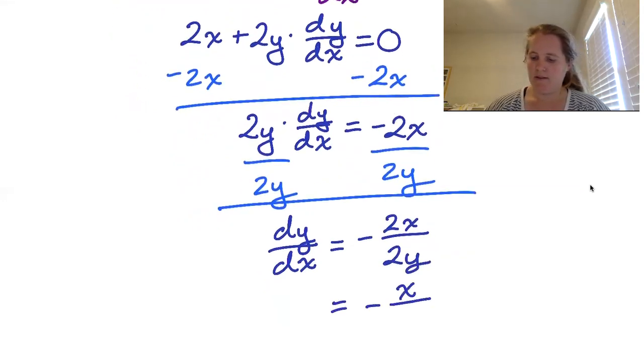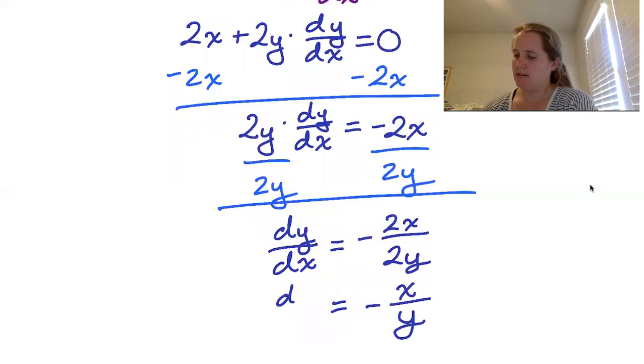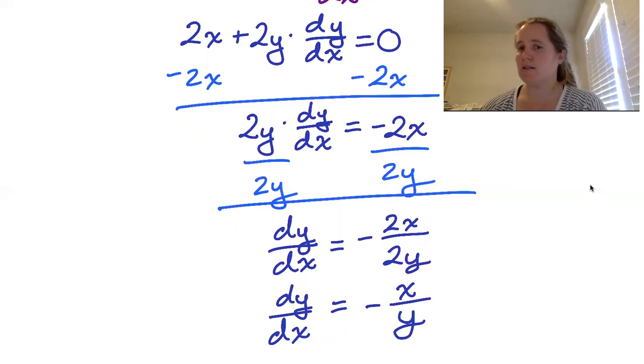So we just used implicit differentiation to find the derivative of y with respect to x when we had the equation x squared plus y squared equals 4. So this is just one example of implicit differentiation. We will see more examples in future videos.